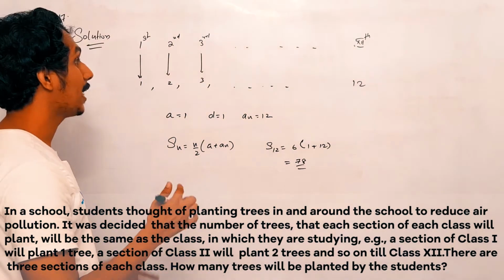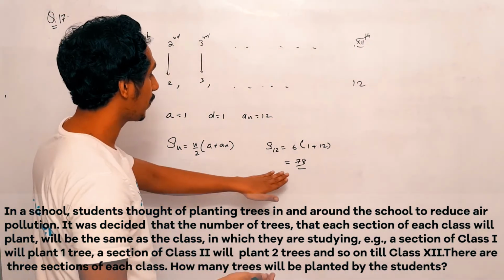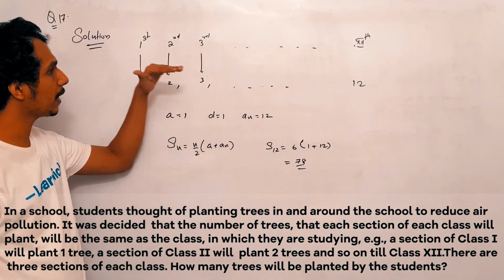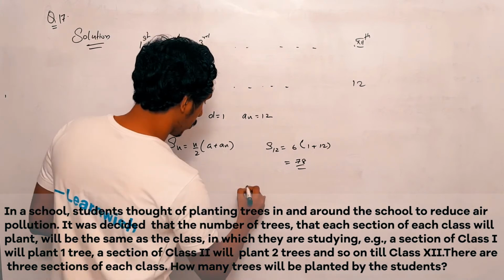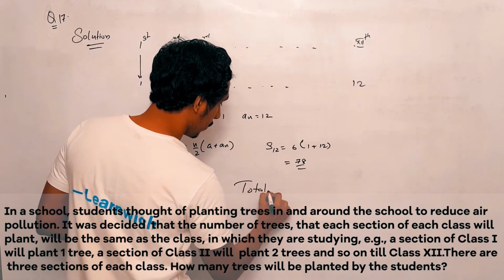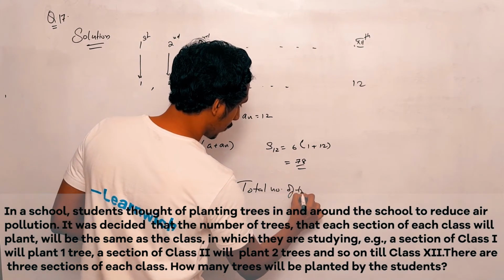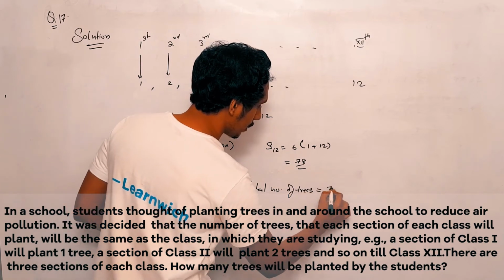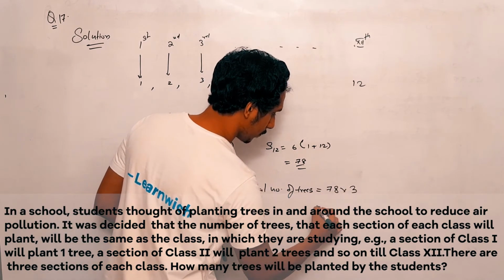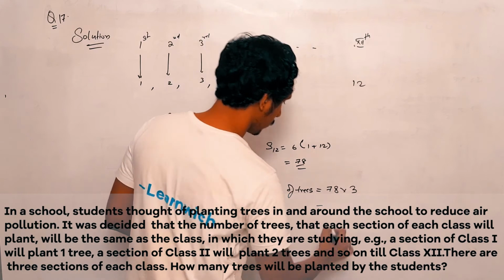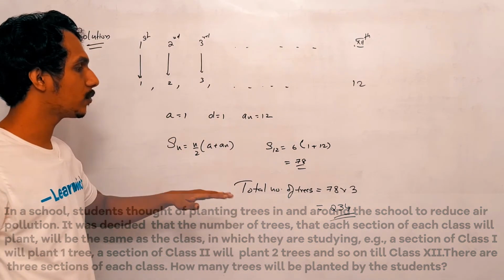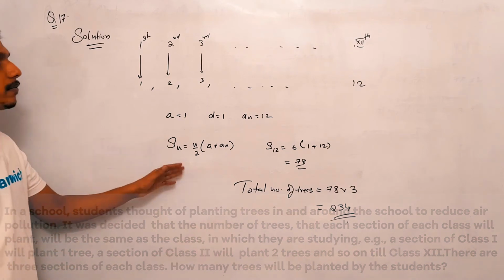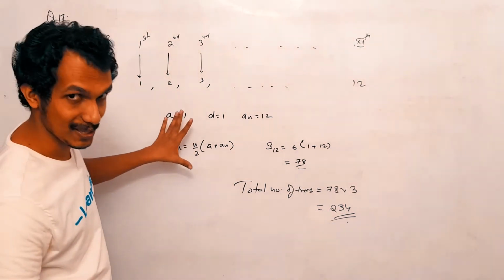But each class has 3 sections. This number I found is the number of trees planted by each section, but there are 3 such sections. So the total number of trees, how much will it be? The total number of trees is 78 into 3. The answer is 234. So a total of 234 trees will be planted by these very amazing students.